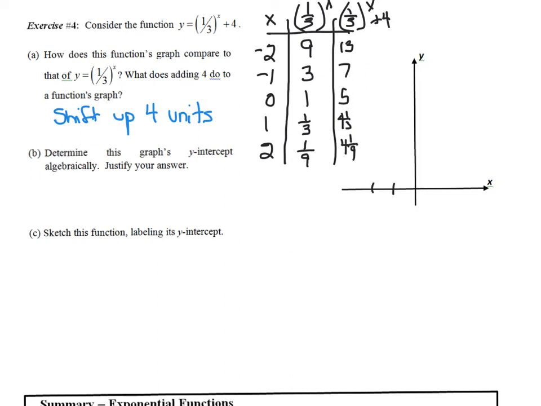So graphing, I'm again going to shift my graph up 4 units. So the highest value on my y-axis is 13. I think I can probably count by ones for that one. So at -2, I need 13. -1 is 7. At 0, my y-intercept is 5.